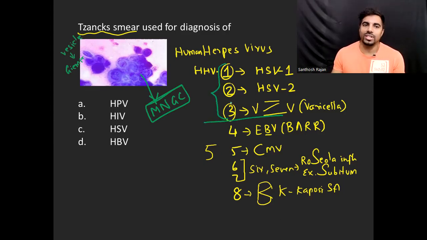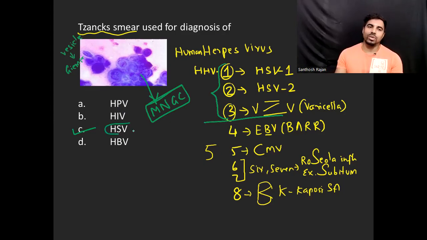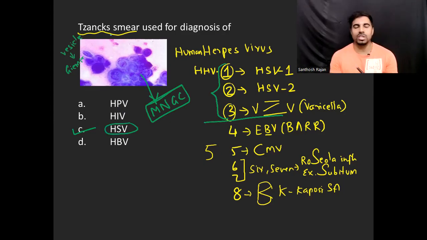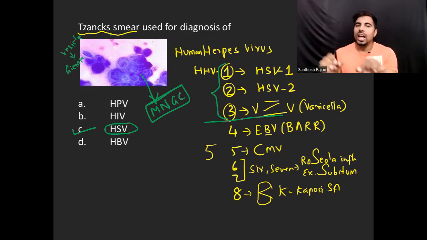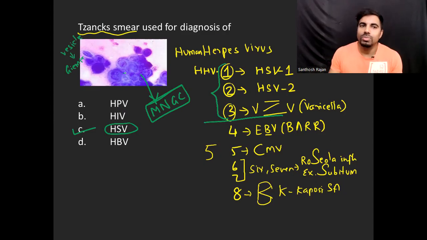All three are right for this. So here we don't have varicella zoster. We have HPV, HIV, HSV, HPV. So HSV is the right answer. For basics, Tzanck smear is a skin smear, especially for vesicles. From the base of the lesion you scrape, make a smear, put Giemsa stain and see under the microscope. We are looking at this beautiful multinucleated giant cell.